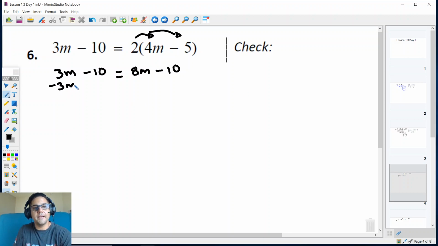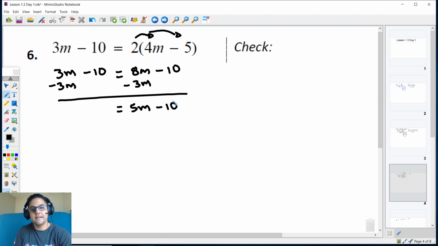So subtract 3m. And you're not always going to subtract. You might have to add. You just need to move the smaller variable. This is going to give me a 5m, subtract a 10, and over here, a subtract 10, or negative 10.